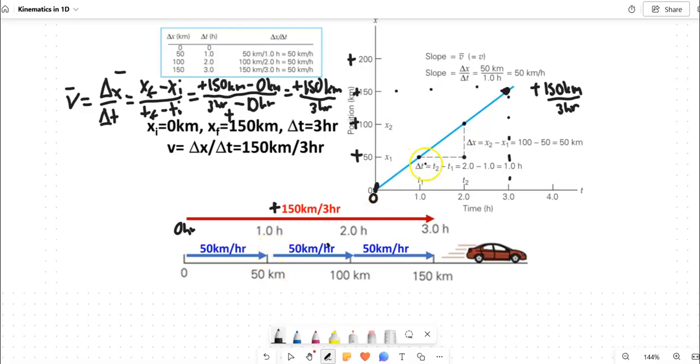Now, the instantaneous velocity right here, and I'll mark it in red, is across this point right here. And this pertains to this guy.